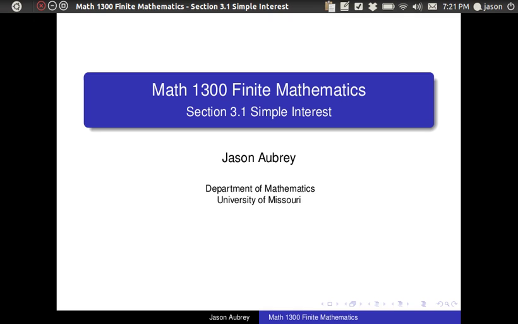compound interest, whether we're talking about compound interest for a bank account, for example, or an annuity or a loan. So let's get started.